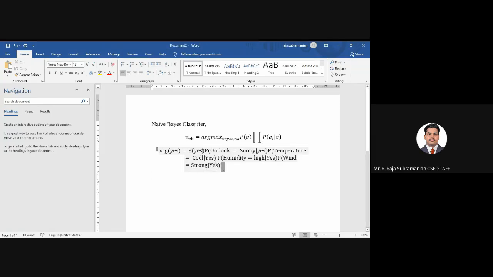So I'll take these probabilities and then do a normal multiplication. We have already calculated the total probability of yes, what the sunny given yes is, what cool given yes is, high given yes, and strong given yes. We have already calculated those individual values. So we can use those values and get the result itself. We don't want to do it again. We already found the degree 1 conditional probabilities. I'll take those and use them for evaluation, right?